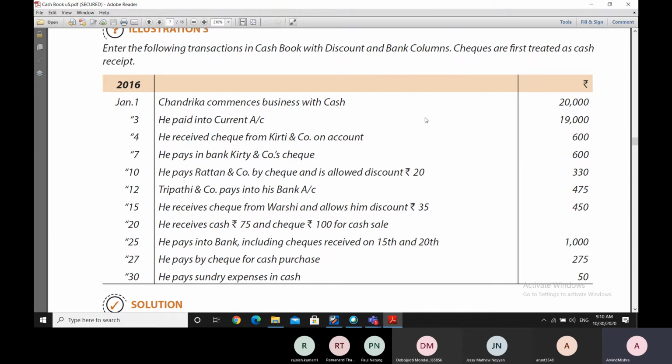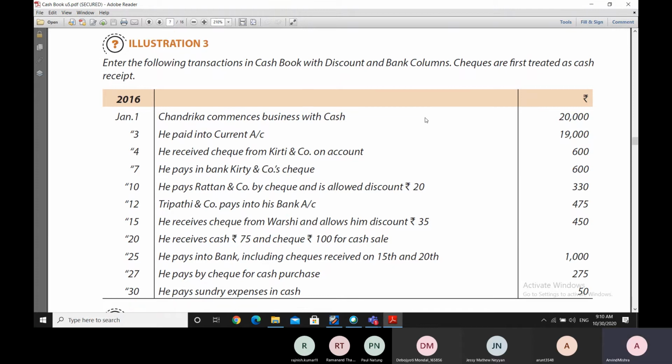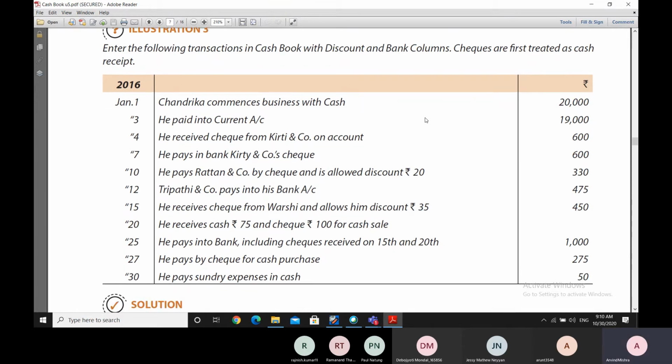Now let us see in this case how the entries are made here. The first entry, which is made on January 1, is of the transaction: Chandrika commences business with cash 20,000. Chandrika has commenced the business. So this is a capital account introduction of cash made by Chandrika of 20,000.